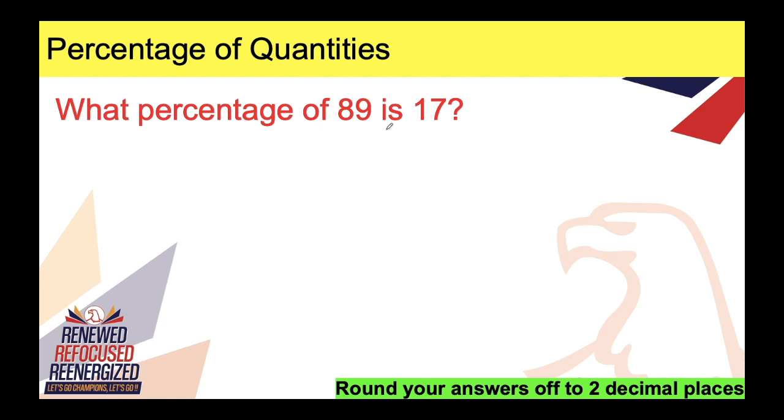What part of your body is, let's say, the one with, or what part of your face is the most prominent, or what part of your face do you think is your best asset, something like that. So when we talk about what percentage of, then we know that 89 is the whole, whereas we're asking for what part of the whole is 17. 17 then is our part.